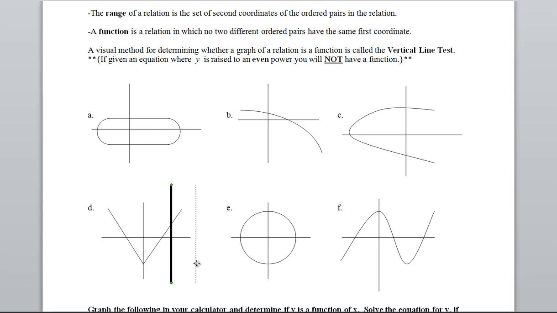What do you think about E? I'll stop it here. Hit it in two places. It is not a function. What about F? Can you imagine that line going all the way through? And I can only hit it in one place. So F is a function. So to recap, A, C, and E are not functions, whereas B, D, and F are.